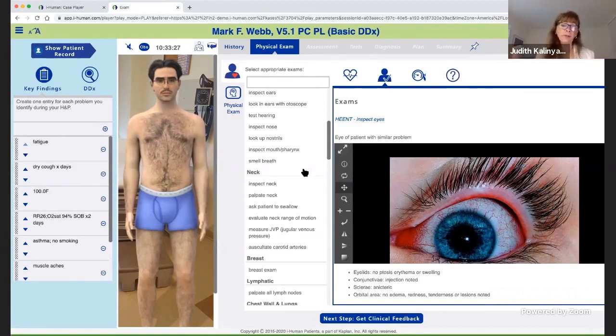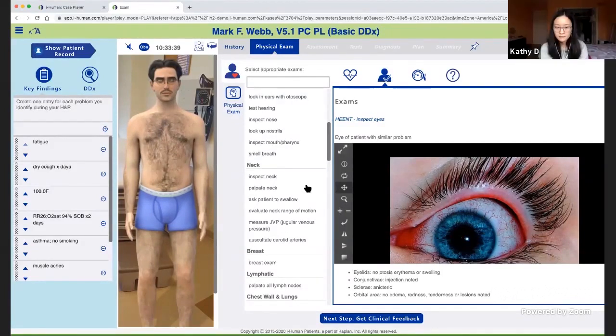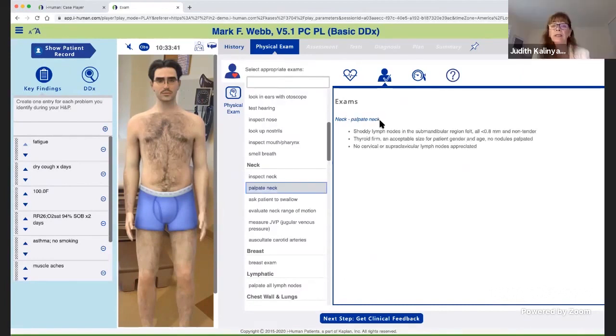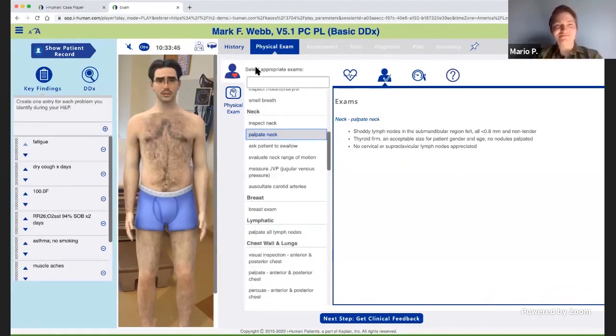And at this point in time, with my waiting room packed, I want to go for the biggest payoff, right? Because I need to get him isolated if he does have COVID. So what do I want to do here? Heart and lungs. Yeah, I'm going to palpate the neck though. Lymphadenopathy. Yeah, before I go down to the lungs.